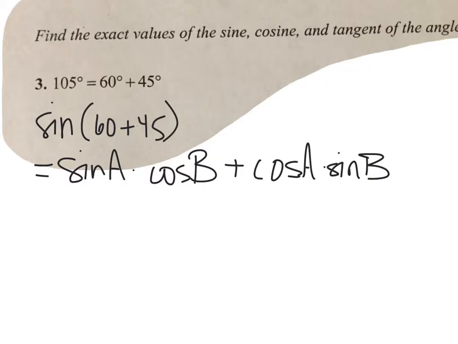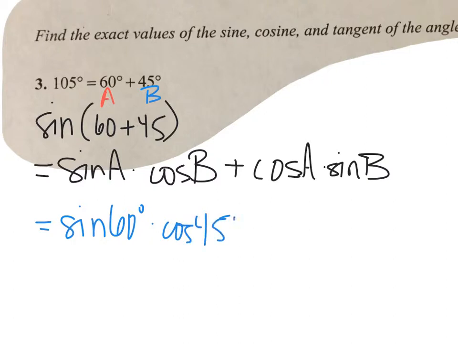Okay, where 60 degrees is going to be my A angle and 45 degrees is going to be my B angle. So this is a nice trig formula that we can find in almost every textbook, but for fun we're just going to use it here. So sine of 60 times the cosine at 45 degrees plus the cosine at 60 times the sine at 45.